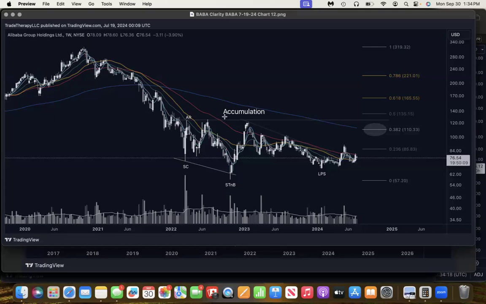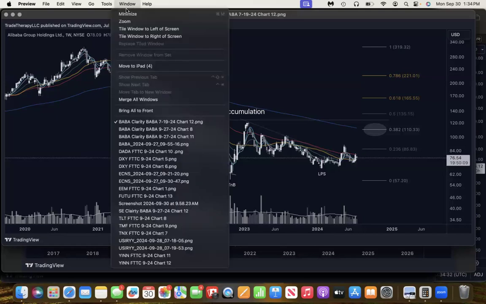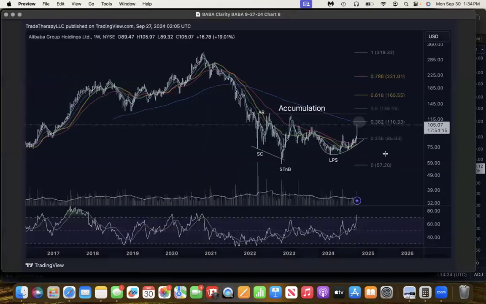We had mentioned that Baba looks like very late stage accumulation here. We may or may not see a spring develop. We weren't sure at that point, but we said that it sure does look like very late stage accumulation, and we could get a jump across the creek move, which is what we got last week. This is now September 27th. Last week's candle, you see here, is the jump across the creek move.